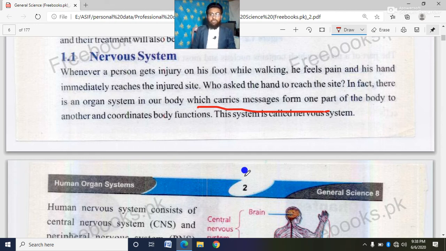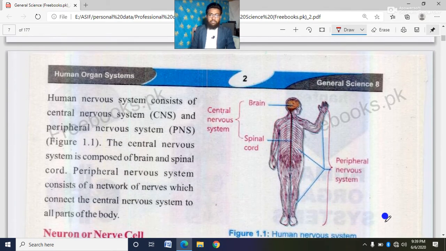Dear kids, this is the definition of the nervous system, that there is an organ system in our body which carries messages from one part of our body to another. Dear kids, here is a mistake. This is not the word form. Actually, this is the word from, F-R-O-M. Dear kids, which carries messages from one part of the body to another and coordinates body functions. Next, dear cadets, we will discuss the types of nervous system.